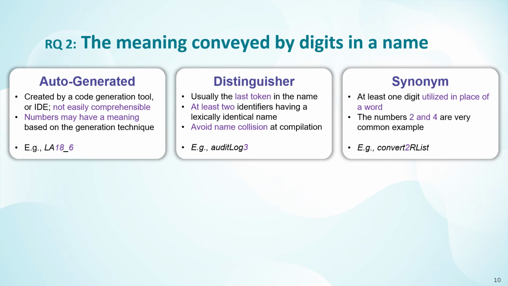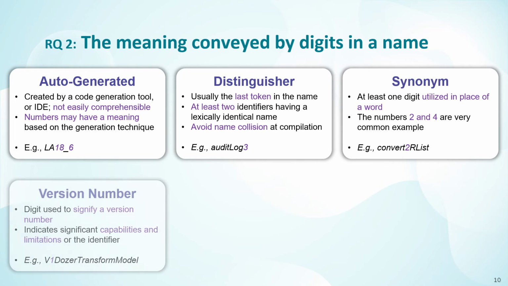Under the synonyms category are digits that are utilized by developers as substitutes for words. For example, the number 2 is used as a synonym for the preposition to, as in convert to list. Developers also utilize digits to signify a specific version number of a system or library that is compatible with the code.